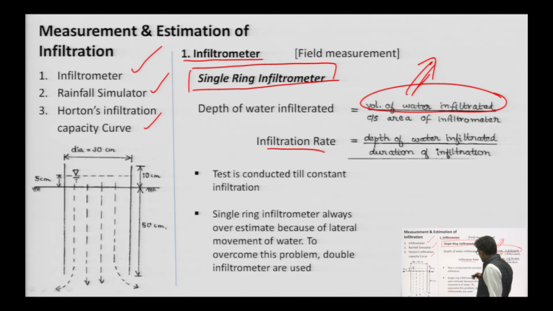Prior to that, let us talk about a few more parameters. This test is conducted till constant infiltration, and the single ring infiltrometer always overestimates because of lateral movement of the water. To overcome this problem, double ring infiltrometers are used. So, let us talk.